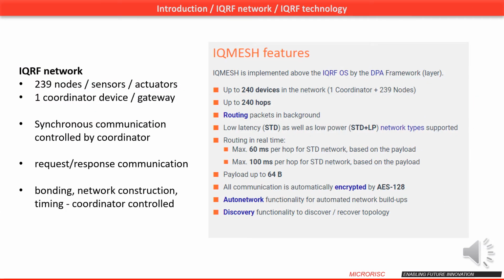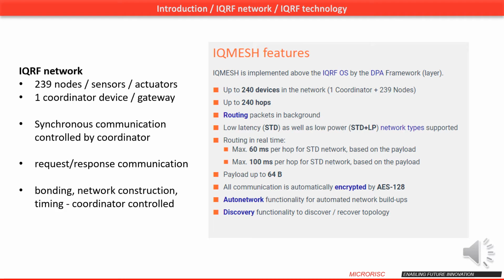In Iqrf network, there can be up to 239 devices, which can act as a sensor or actuator. At the same time, these devices can route individual packets. In an Iqrf network, there is always one device, the coordinator, which initiates the communication. Thus, to read the value of a sensor, it is necessary to send a request and read a response.